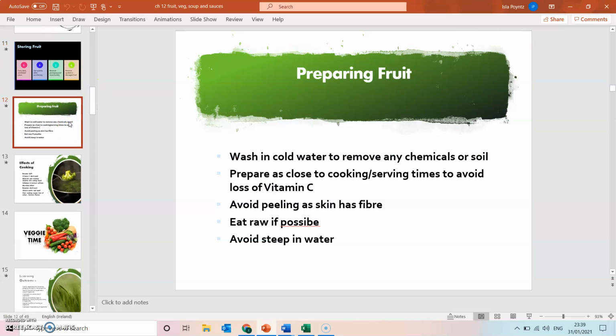Now, preparing: wash in cold water to remove chemicals or soil. Prepare as close to cooking and serving as possible to avoid loss of vitamin C, because as soon as you cut into vegetables and fruit, this does apply to vegetables as well. If you use a blunt knife, it will expose an enzyme that will destroy your vitamin C. So vitamin C, you need to be very careful not to lose it.